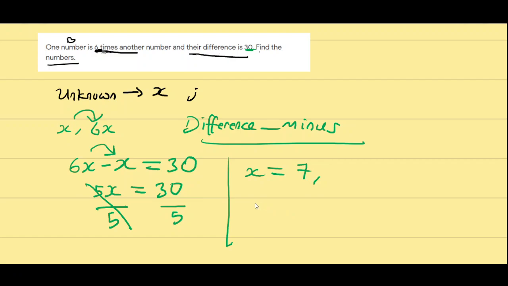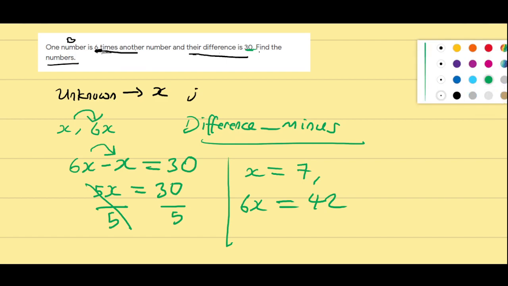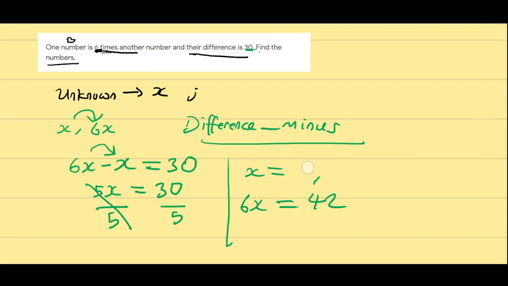The other number will then be 6x, which is now 42. So the numbers are, wait, let me see. No, x is 6, not 7. x will be 6. Okay, no, I thought I was reading 35, so x will be 6 here. And then 6x will be 36. Of course, one is 6 times the other, and the difference 36 minus 6 is 30.